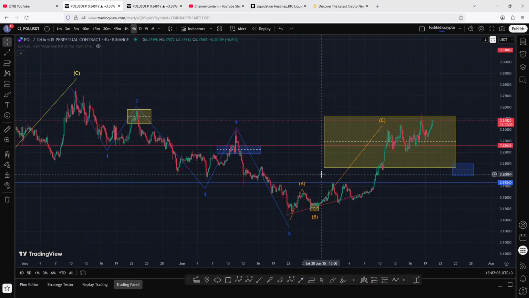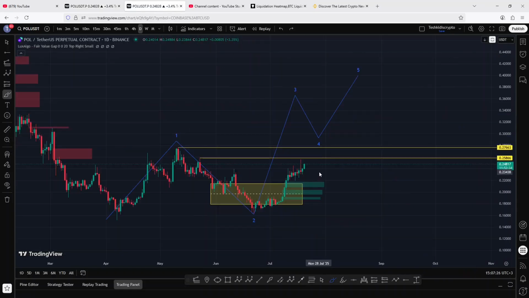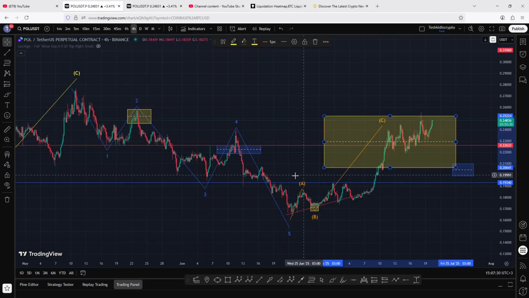Jumping to the 4-hour chart, we have a key area of resistance that I am paying attention to over here between the 0.25224 and the 0.2064, and this is the key area that is going to dictate whether we are going to continue pushing higher or whether we are going to get another pullback on the daily chart and also on the 4-hour chart.